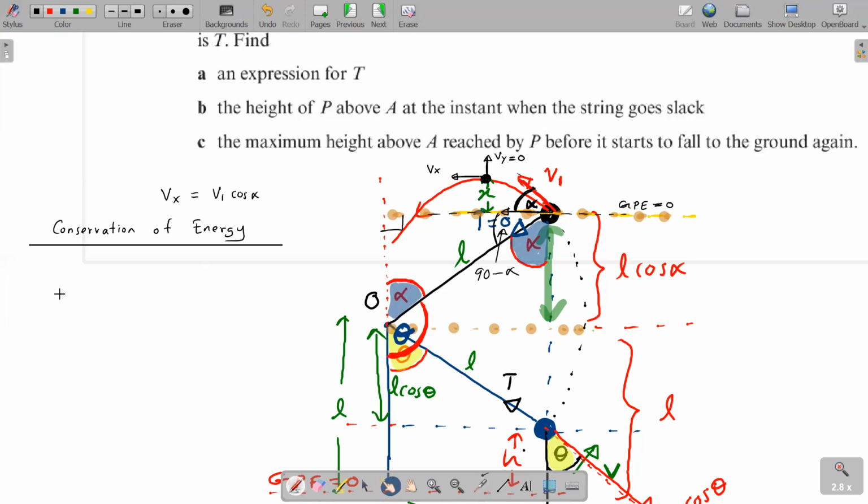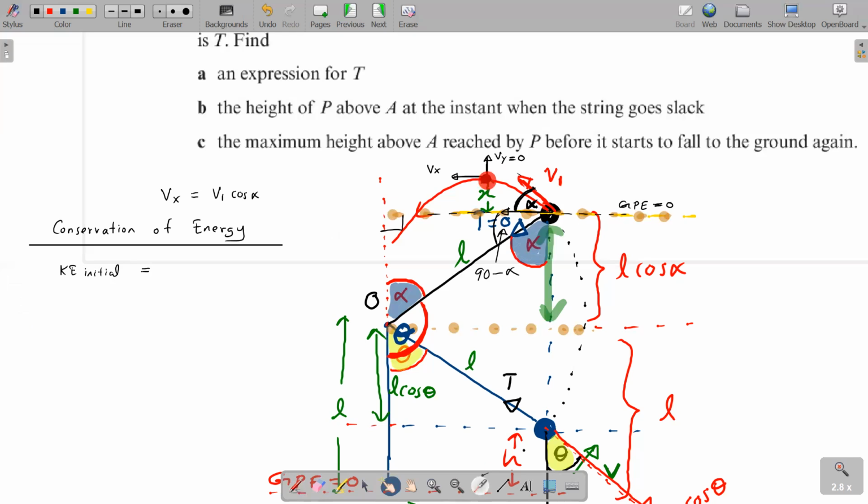When you're doing conservation of energy, you are not talking about components of speed, not about horizontal or vertical components. You're talking about the speed. It doesn't have a direction; that doesn't matter here. So we have the speed v1. At the beginning, you have kinetic energy. You are at the GP 0 level, so you don't have potential energy.